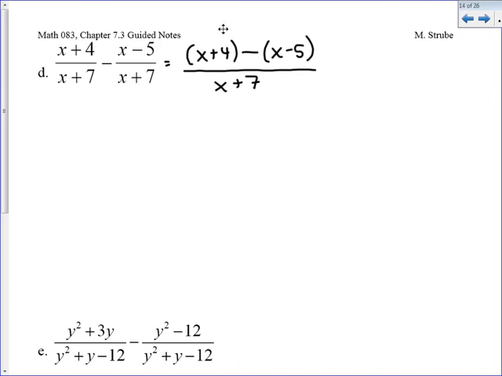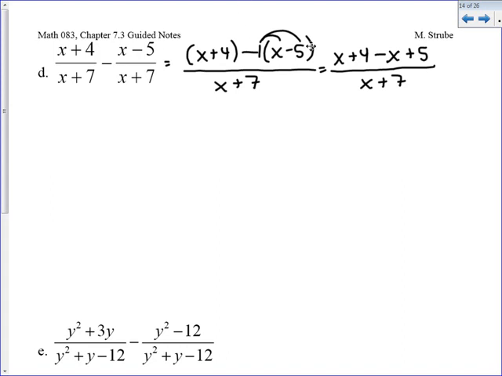So after I get my problem over a common denominator, then I want to combine my numerator. But because it's subtraction, what do I have to do? You got to distribute that negative sign to both terms of the second numerator. Now certainly you could do that back in the problem here. I'm going to set it up like this. So it's really x plus 4 minus x plus 5, all over x plus 7. So you've got to be really careful with those subtraction problems. If the second numerator is anything more than one term, use parentheses, distribute that negative.